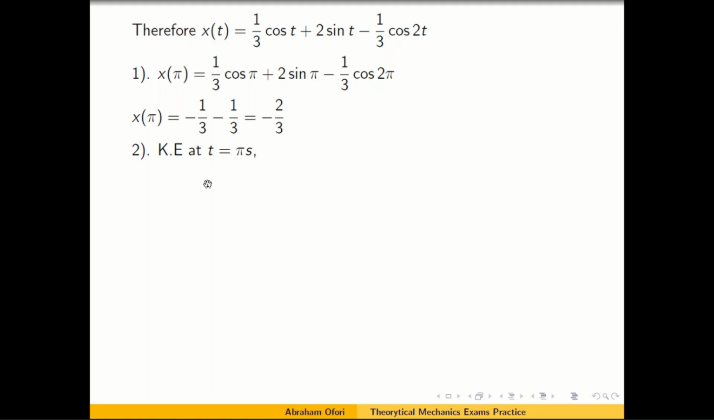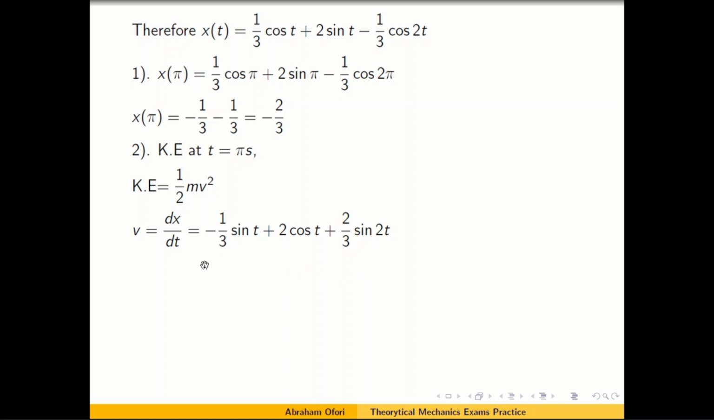Now the kinetic energy at time t equals pi seconds. Okay, we know that kinetic energy is equal to what? Half mv squared. So we are supposed to find our velocity from this equation. Now our velocity, which is equal to the differential of this with respect to time, dx/dt, is equal to, differentiate the whole of this with respect to time, negative 1 over 3 sine t plus 2 cos t plus 2 over 3 sine 2t. All right, so after that, what do we do?